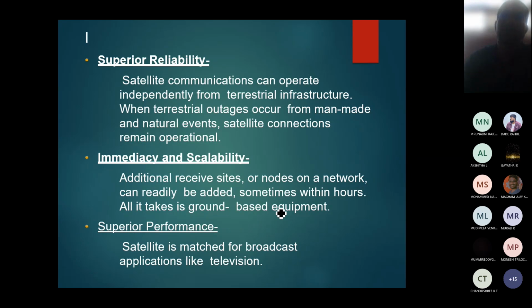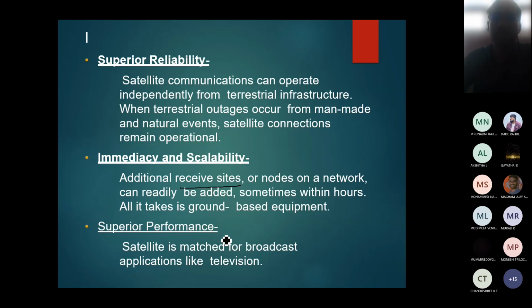Whereas in case of satellite communication, the communication link is available throughout the year, and every time the link can be operated. And this link will remain active until and unless the satellite is active. Once the satellite is deactive, that means the life period of the satellite is over, then only the communication will break down. Okay, so next advantage is immediacy and scalability. As I said, the scalability, we can increase the number of receiver sites and networks.